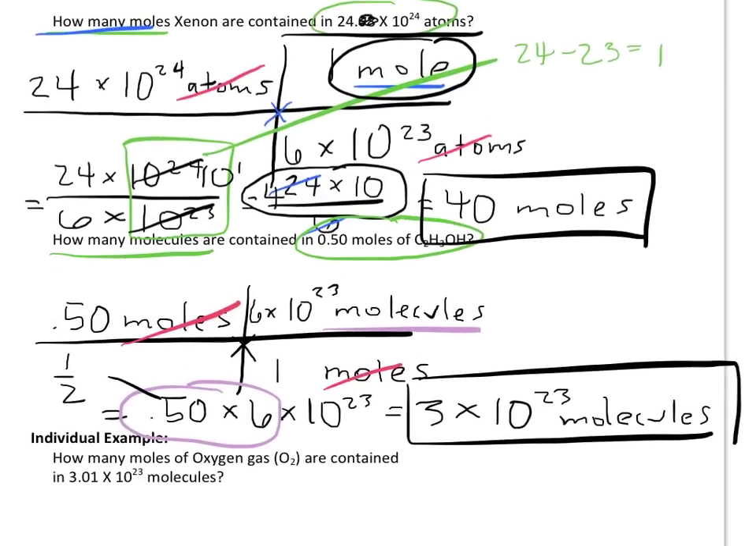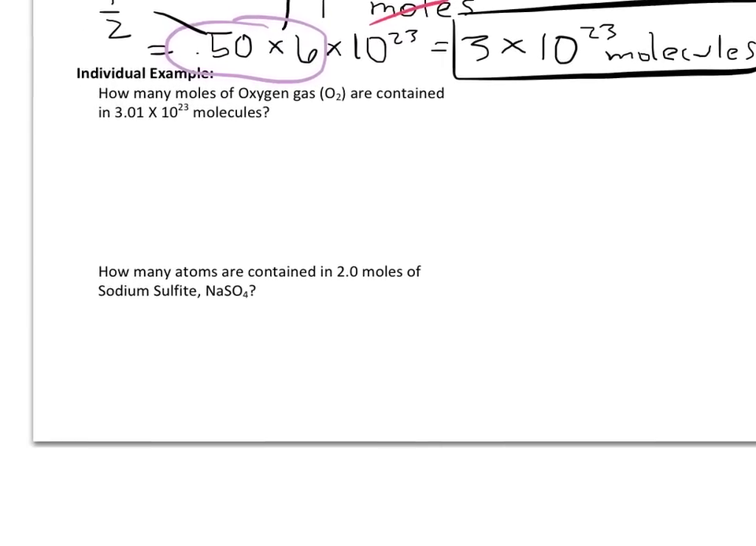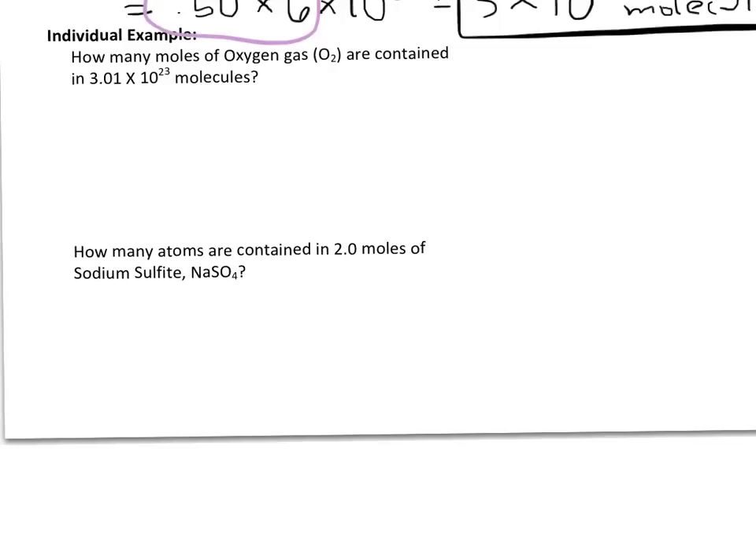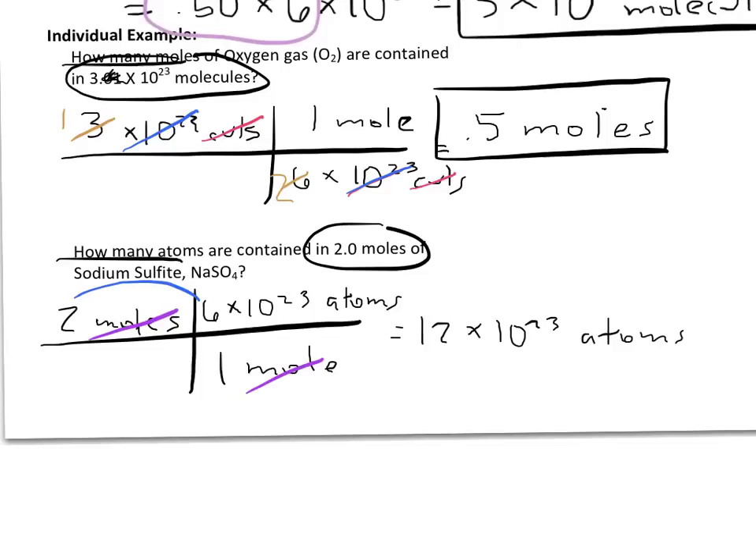Now, as I scroll down here, I want you to take some time to pause the video and do these 2 individual examples. And when you have an answer on your own boxed in, return to the video to keep watching. Now, our answer for number 1 is 0.5 moles. And our almost complete answer for number 2 is 12 times 10 to the 23rd atoms.